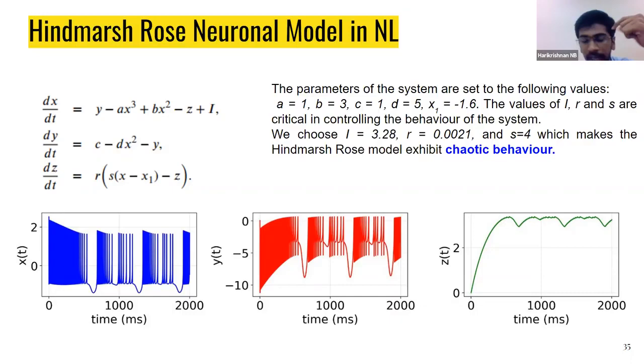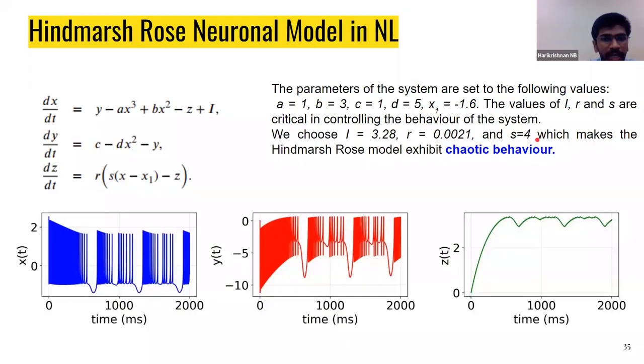The Hindmarsh-Rose model has three differential equations. Here x(t) represents the membrane potential of the neuron, y(t) represents the recovery variable, and z(t) represents the adaptation variable. There are eight parameters in this model: a, b, c, d, x1, I, r, and s. We fixed a, b, c, d, x1 to 1, 3, 1, 5, and -1.6 respectively. Then we chose I equal to 3.28, the applied external current, r equal to 0.0021 and s equal to 4, because under these parameters the model exhibits chaotic behavior.